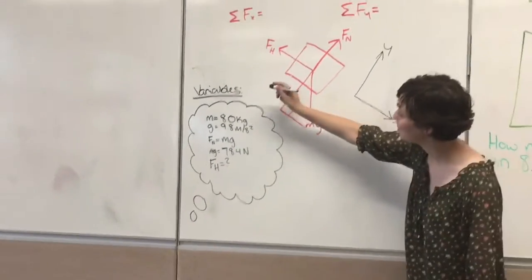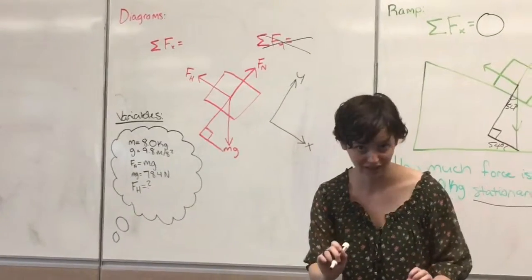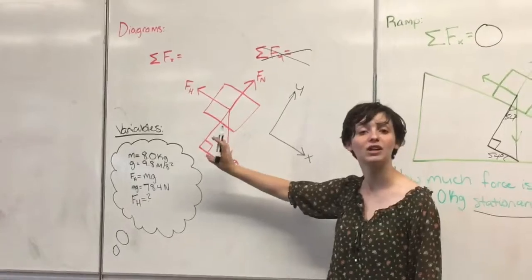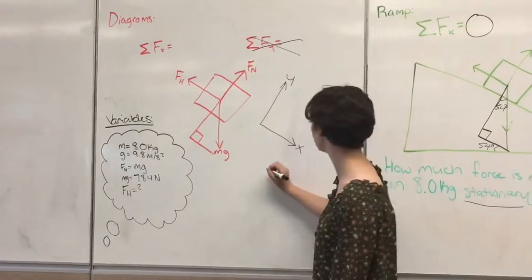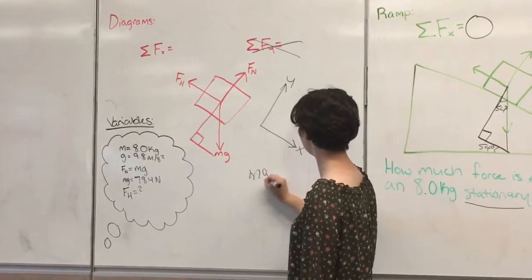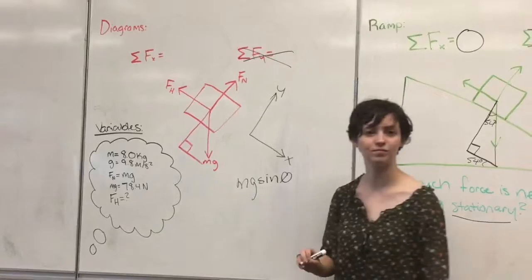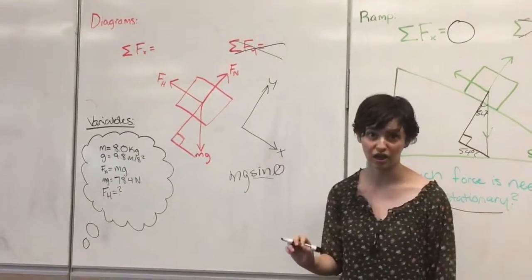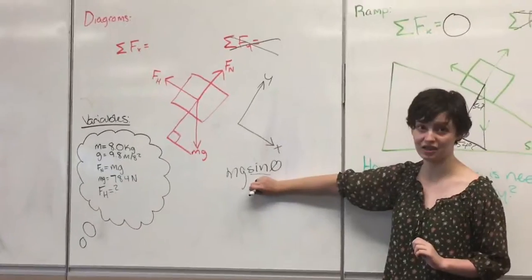He has also given us our variables. But more importantly, we have to identify what kind of equation we need to use. The most common equation used in these problems is mg sine theta. Now we use sine instead of cosine because the triangles, as exhibited over here, are flipped. But yes, we use sine.